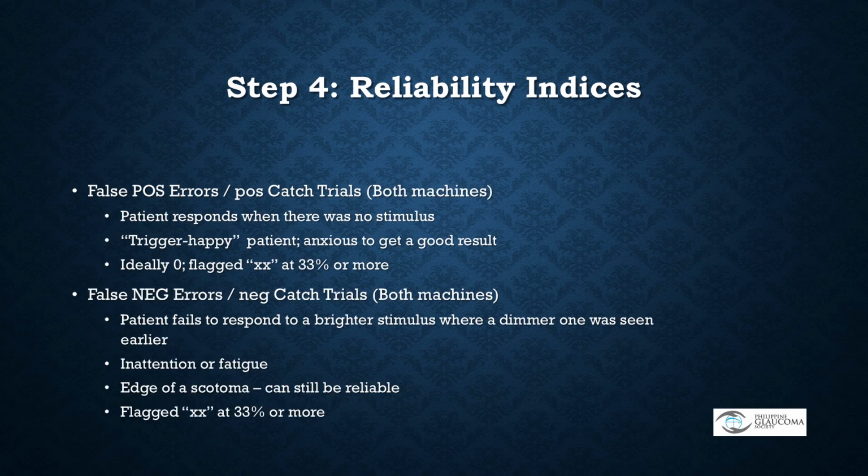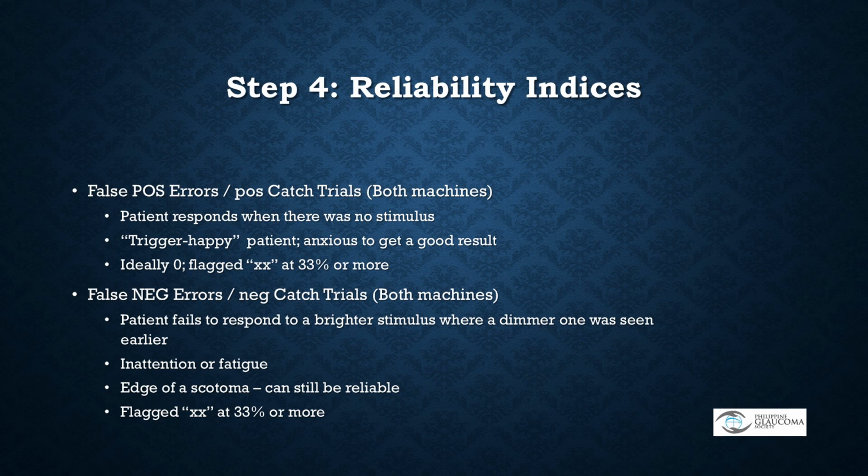False positive errors or positive catch trials occur when the patient responds when there was no stimulus. The machine makes a sound every time a light is flashed, and there will be times when the machine will make the same sound but not flash a light. This is to catch the patients who are trigger happy, and sometimes they're just anxious to get a good result. Ideally, you want this number to be 0, and on the Humphrey it'll be flagged as XX if it's 33% or more.